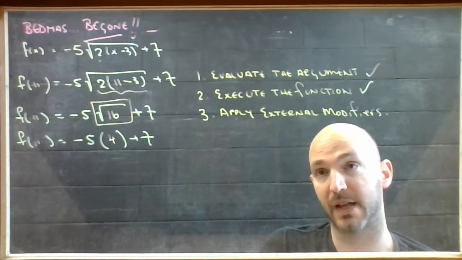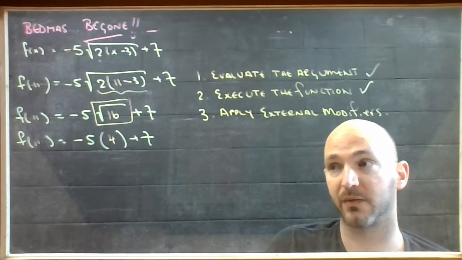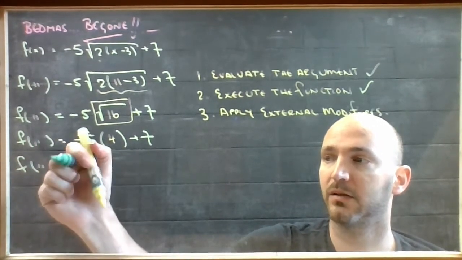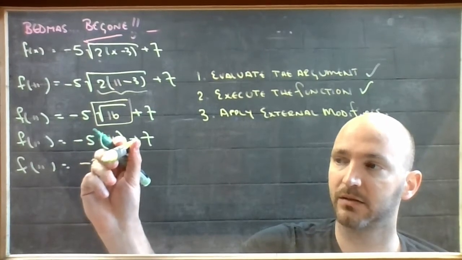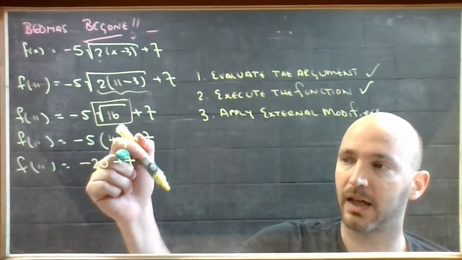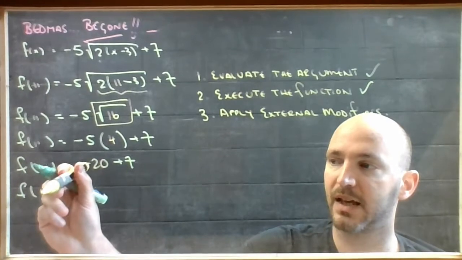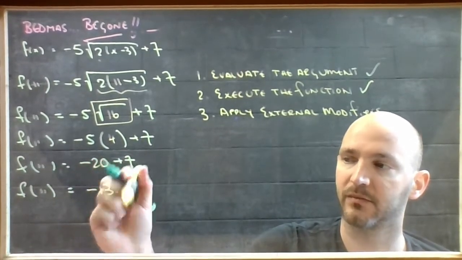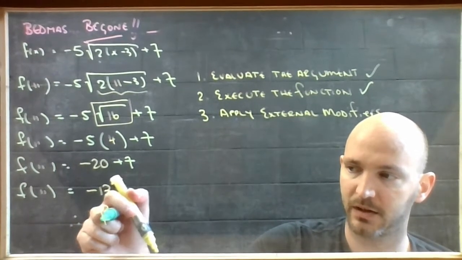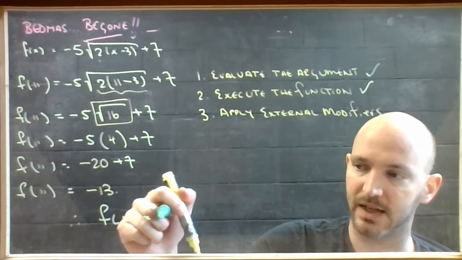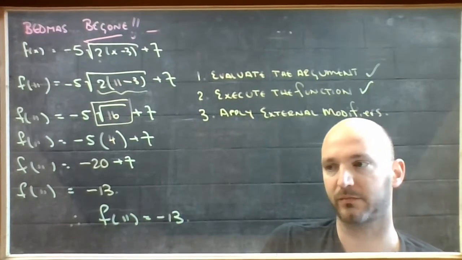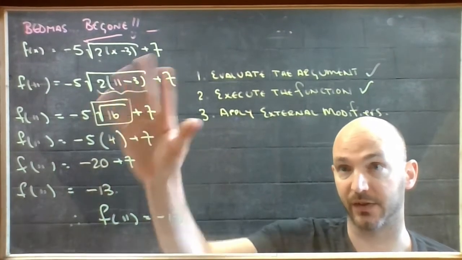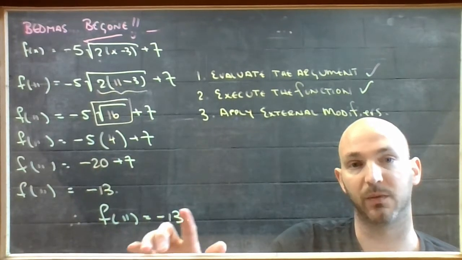Okay, check. I've executed the function. Now that the function's been executed, I can apply those external modifiers. So negative 5 times 4 would be negative 20. And negative 20 plus 7 would be negative 13. Therefore, the function at 11 is negative 13. So if you went all the way out to an x value of 11 on a sketch of this function, the y value would be at negative 13.